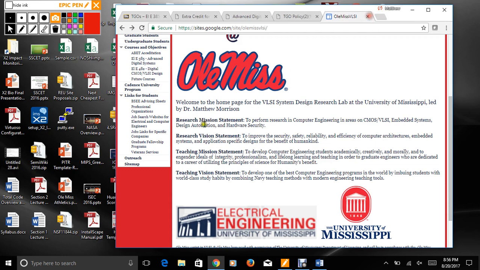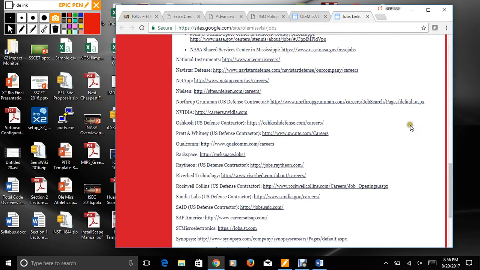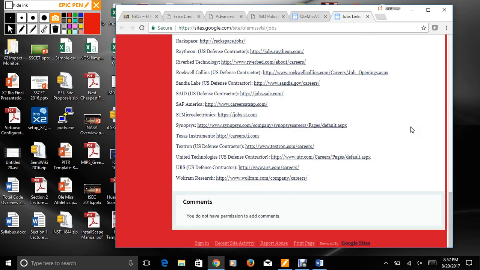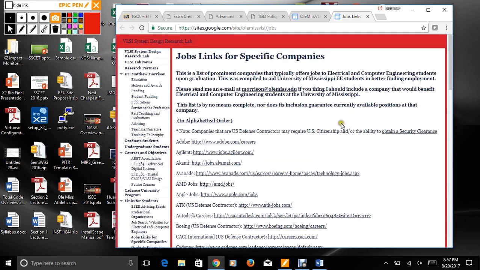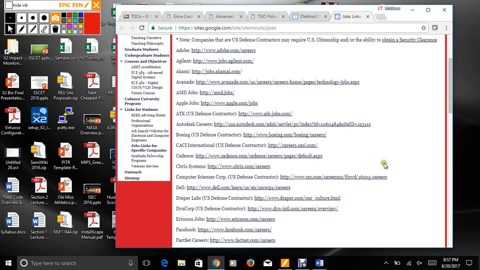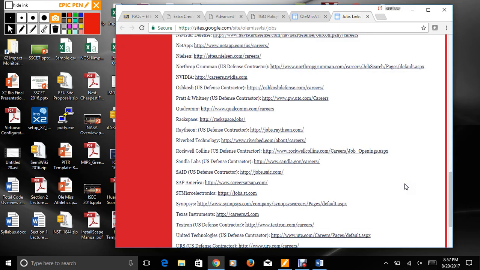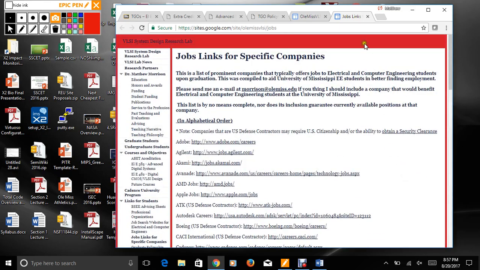Job links for specific companies. So a lot of times these links don't link up with the actual job companies. So this is a list of a number of different companies that serve computer and electrical engineers. Some companies that are U.S. defense contractors may require U.S. citizenship or the ability to obtain a security clearance. And I have listed those companies here, but you have a long list of places where you can actually look up companies that are interested in hiring students with your degree.